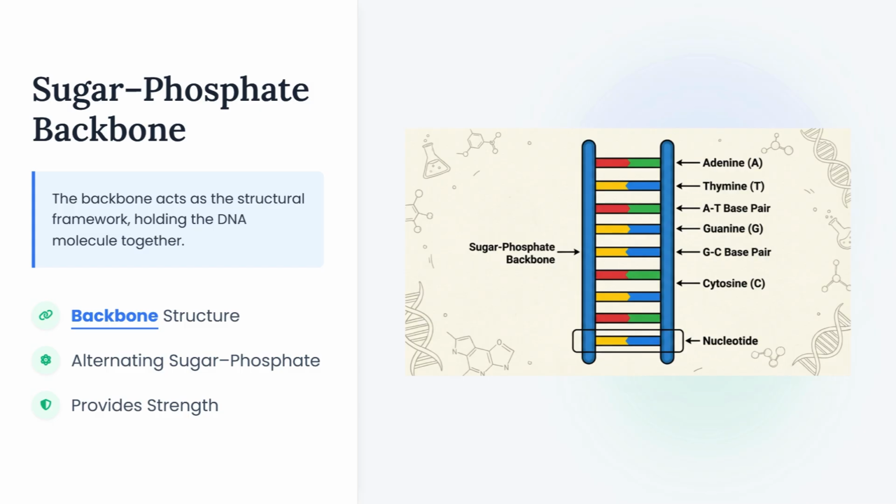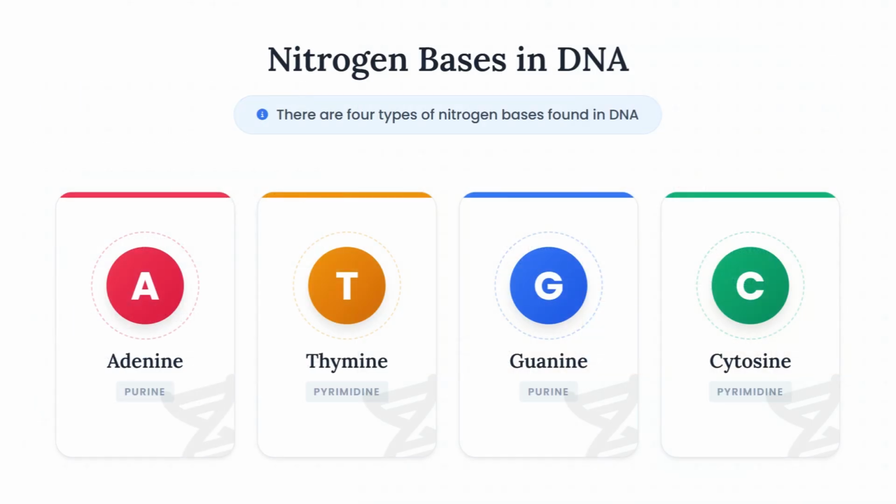Speaking of the steps, what exactly are these nitrogenous bases? Let's look at the next slide. The title is Nitrogenous Bases in DNA. It says there are 4 types of nitrogenous bases found in DNA. The slide displays them: A for adenine, T for thymine, G for guanine, and C for cytosine. Very important. DNA uses a 4-letter alphabet: A, T, G, and C.